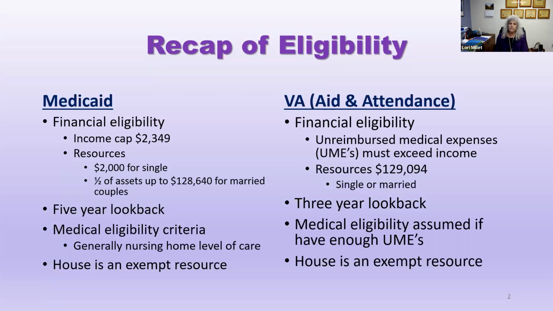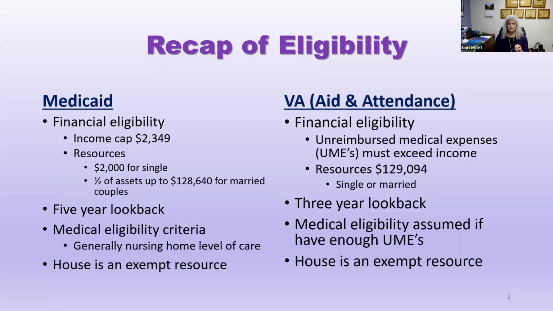So for Medicaid, there is a medical eligibility and then there's financial eligibility. And the financial eligibility is bifurcated into two parts. The first part is income, and the second part is resources. So a Medicaid applicant is not allowed to have more than $2,349 in income for 2020. I am confident that's going to change in 2021 because Social Security has announced a 1.3% increase for the cost of living adjustment, which is commonly referred to as COLA.